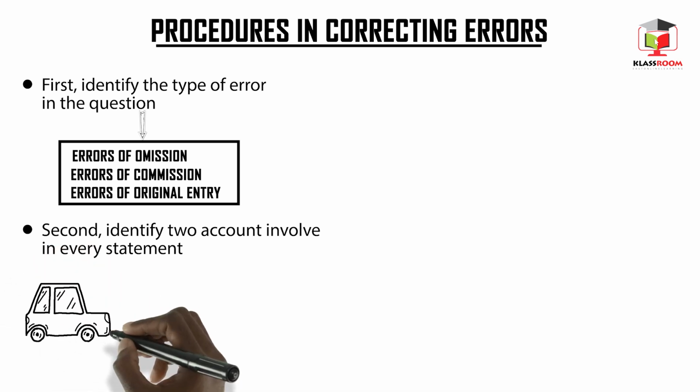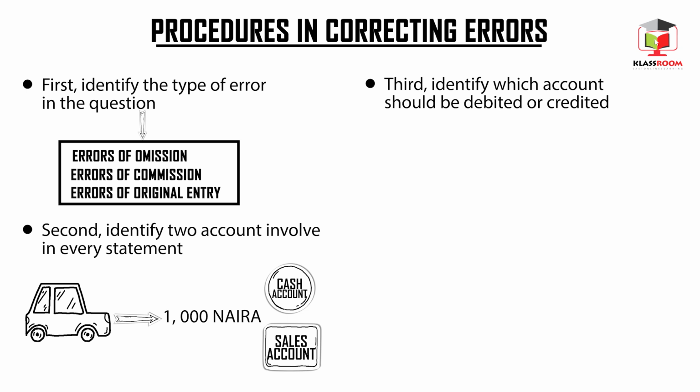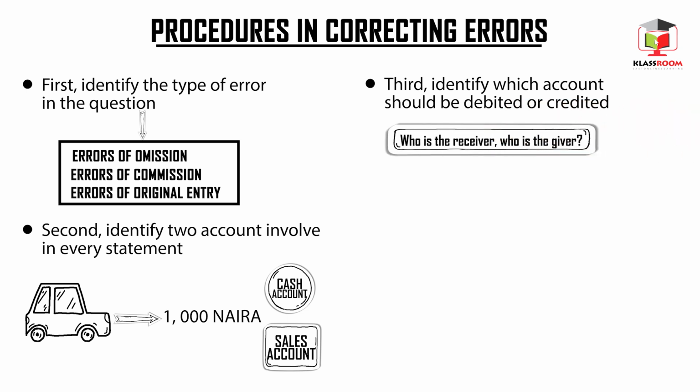For instance, if we say cash sales 1,000 naira, in this example you have two accounts. You have cash account and you have sales account. The two accounts must be identified by the student. Then the third procedure is that you must also identify which of these accounts should be debited and which one should be credited. That is, who is the receiver and who is the giver.